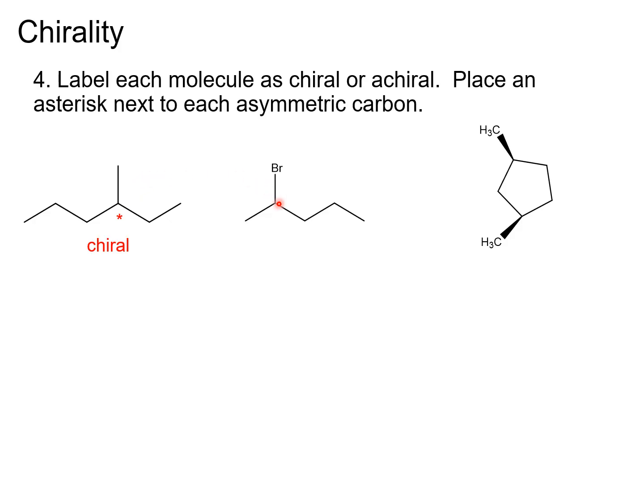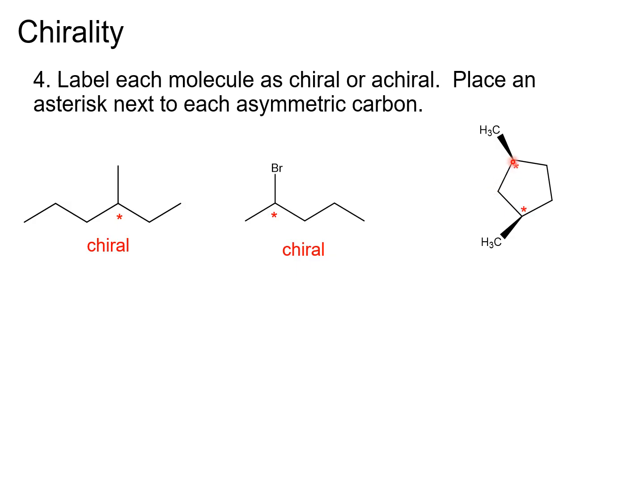Pretty much the same idea with this next one. So I have carbons with multiple H's here. This is the only carbon that has a single H. So its 4 groups are a hydrogen, a bromine, this propyl, and a methyl. So here is my 1 asymmetric carbon. This again can be R and S, so that means it is chiral.